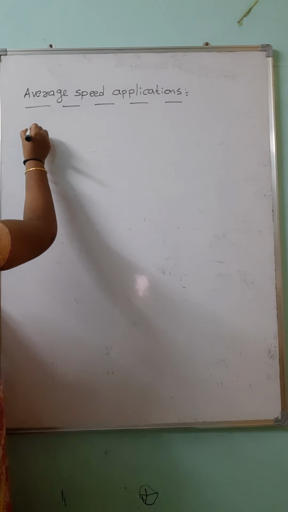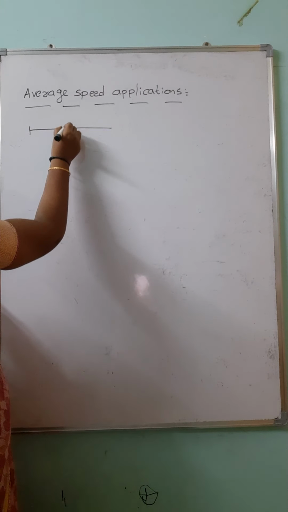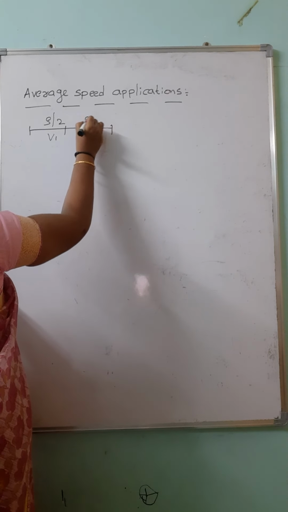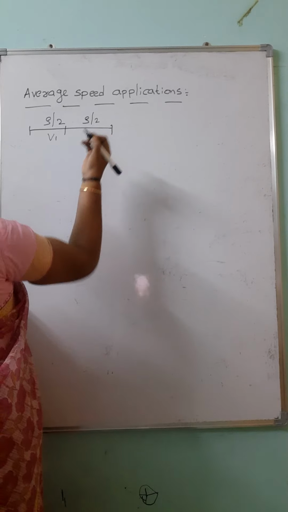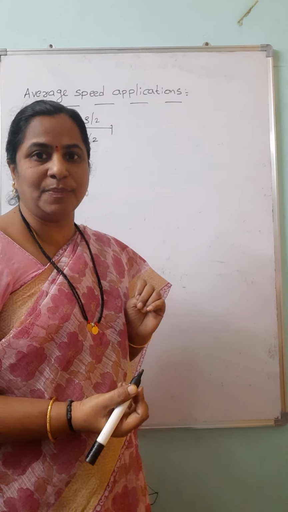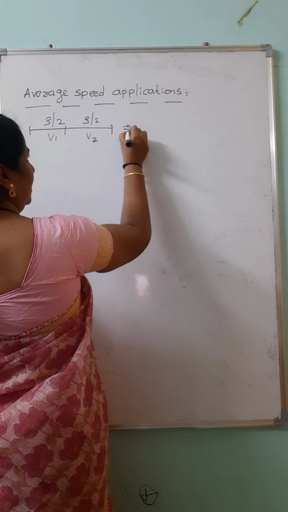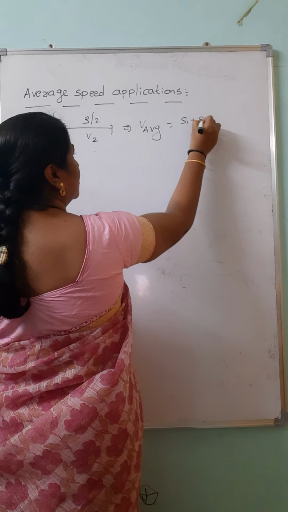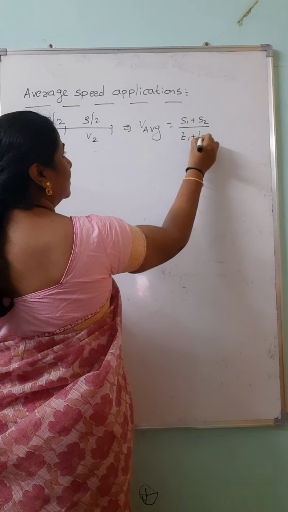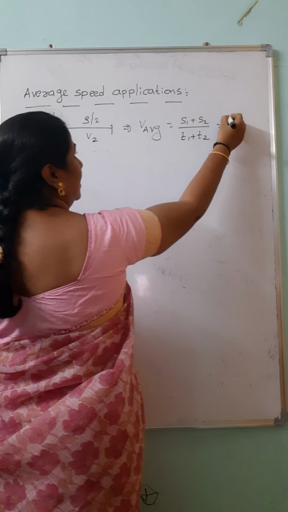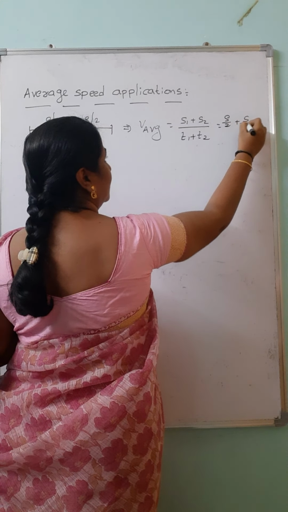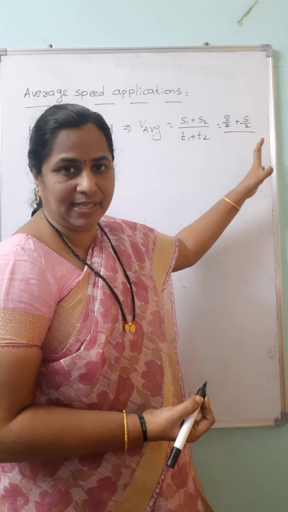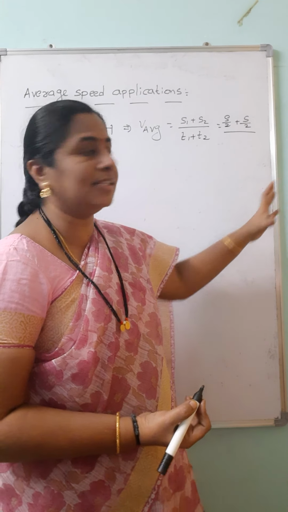See, if the body covers half of the distance with V1 speed and the remaining half of the distance with V2 speed, how do we find the average speed in this case? Here V average equals, you know the formula, (S1 plus S2) by (T1 plus T2). Instead of S1 we take S by 2, and instead of S2 we take S by 2, because the body covers half of the distance with V1 speed and the remaining half with V2 speed.